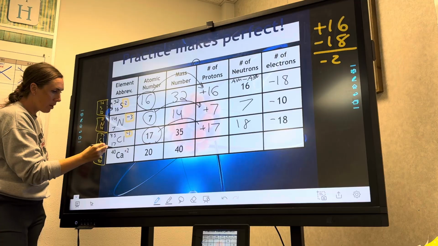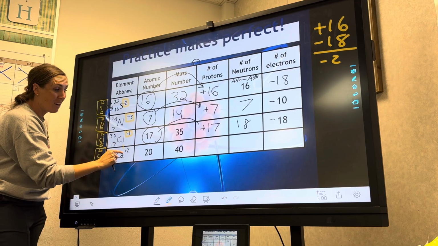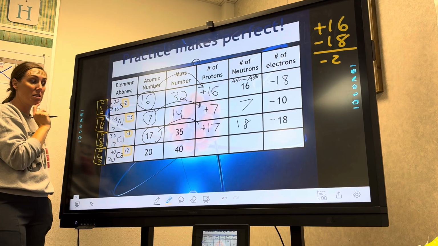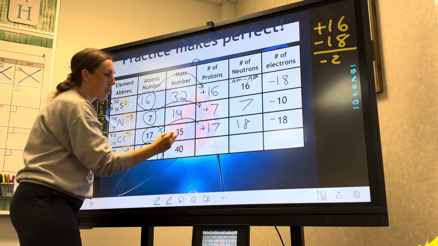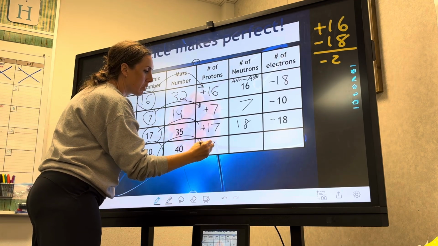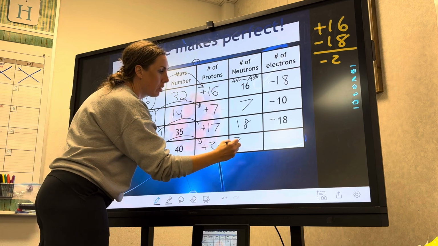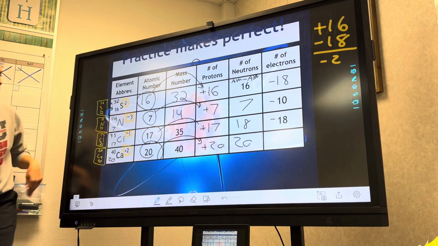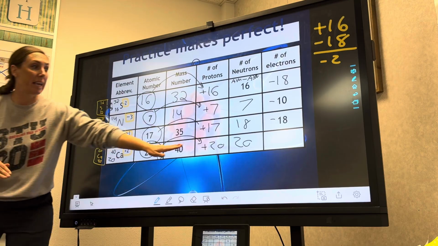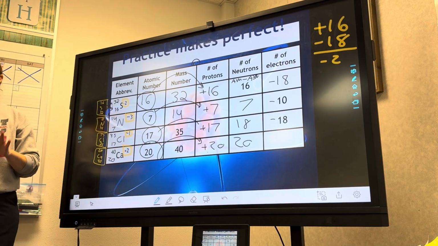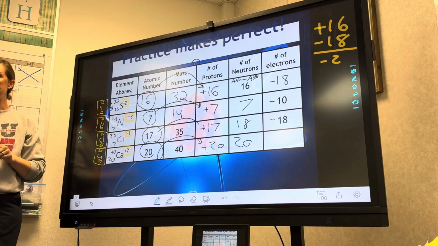Switch it. 40 calcium 20. Oh, this is a good one. It tells us to make it +2. 20, 40. That's a +20. 40 minus 20. Okay, what do I do with the electrons? How do I make it an overall +2 charge, but I can't add protons? I can't change my protons. What do I have to do to my electrons? Take away. Good. So how many?